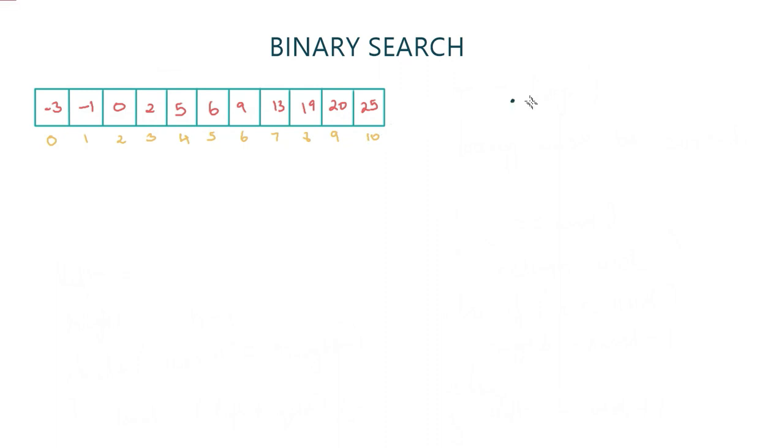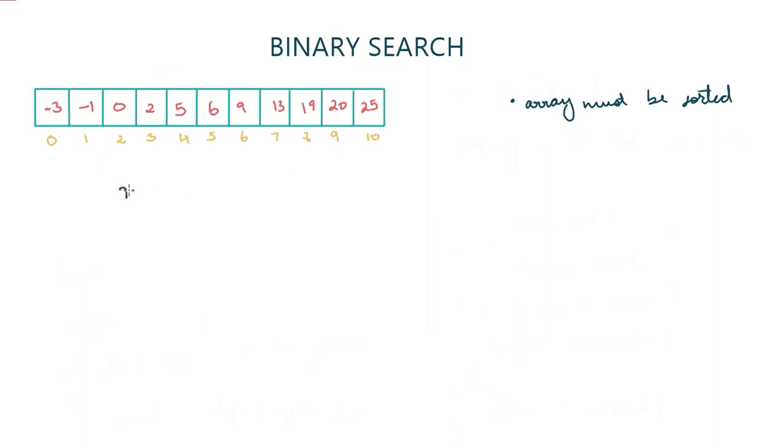So the array must be sorted. For example, the array given over here is in increasing order and is of size 11, with indices starting from 0 and ending at 10.